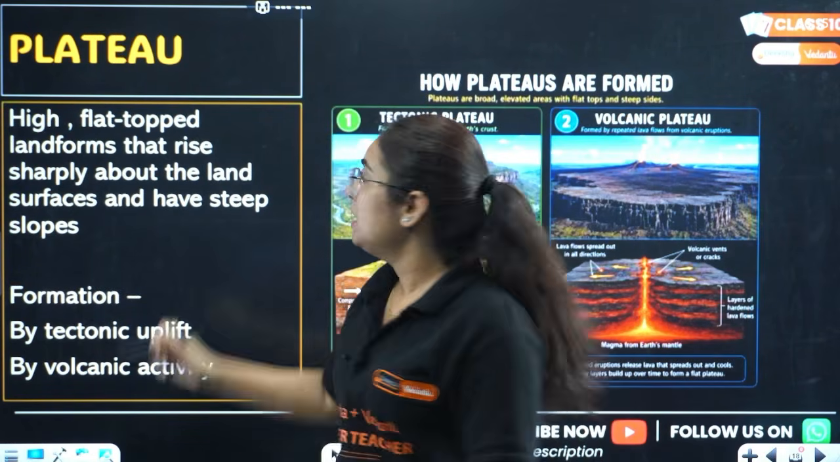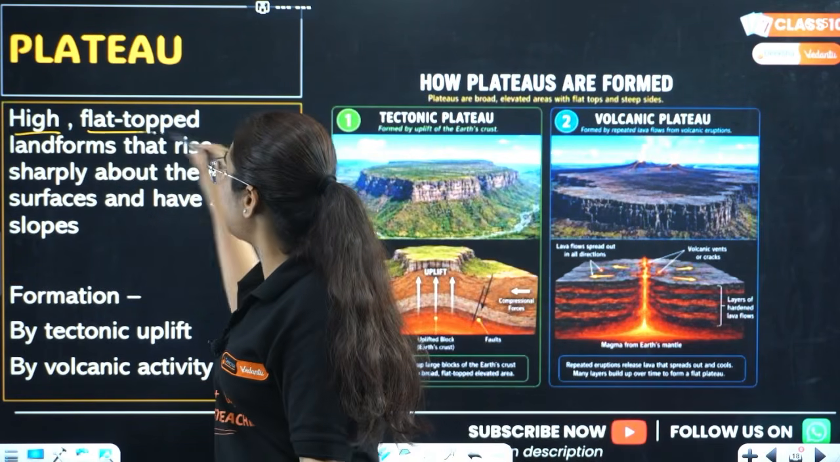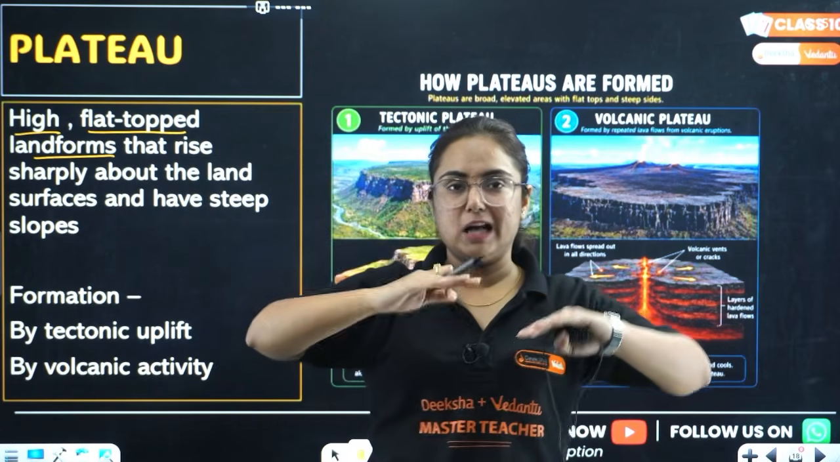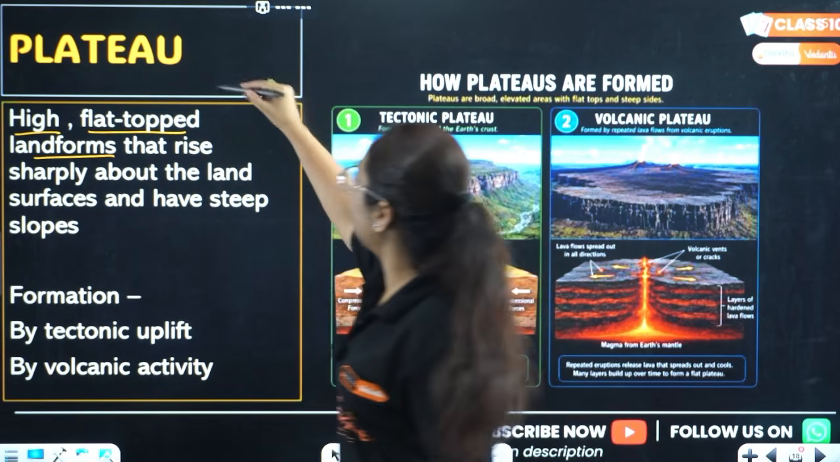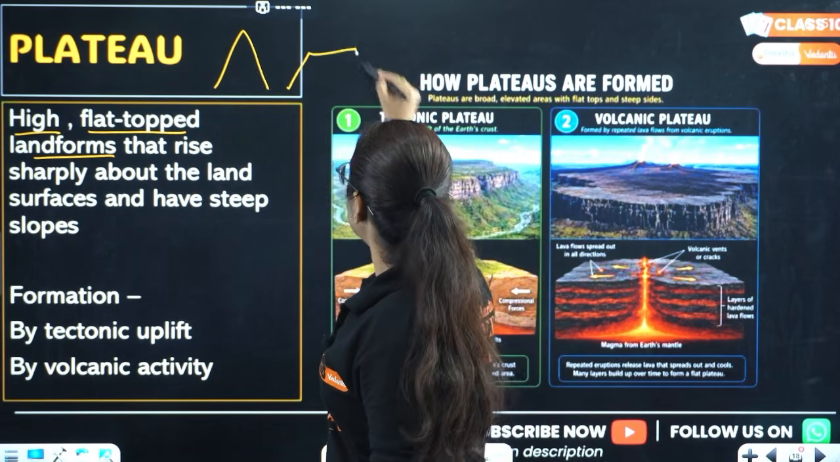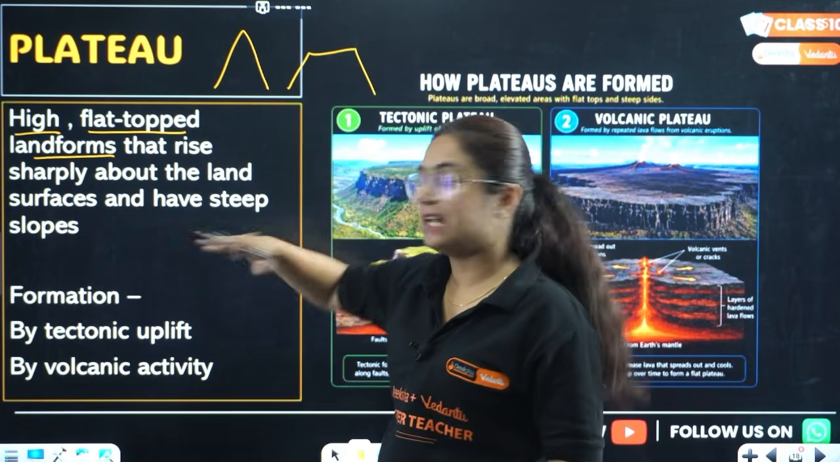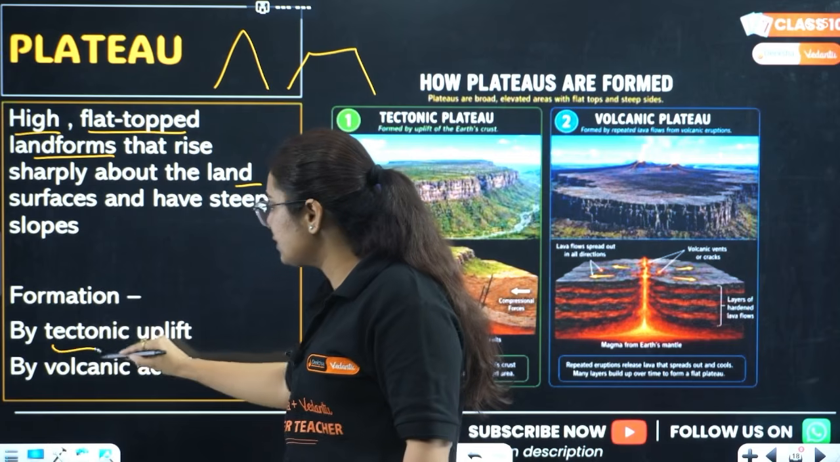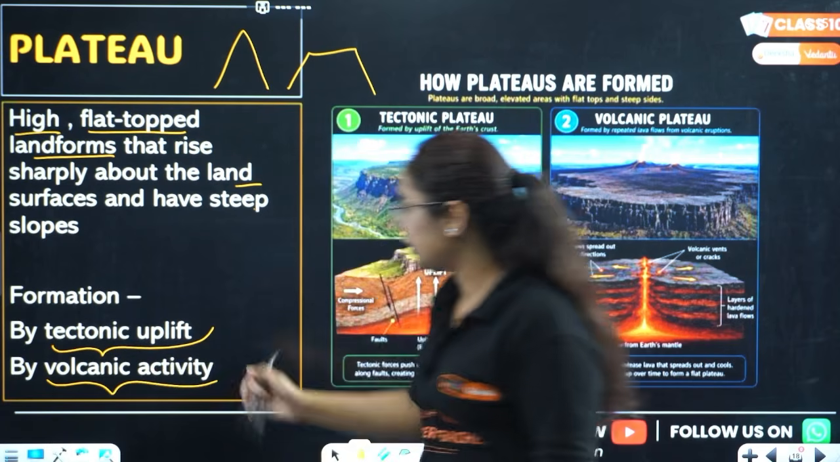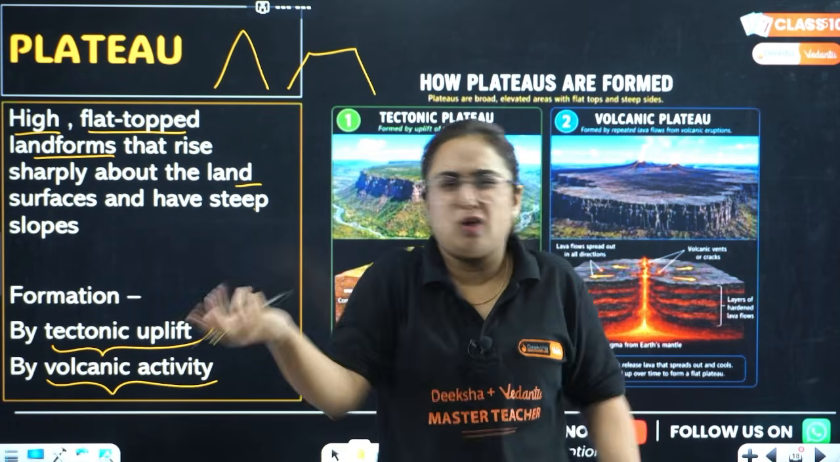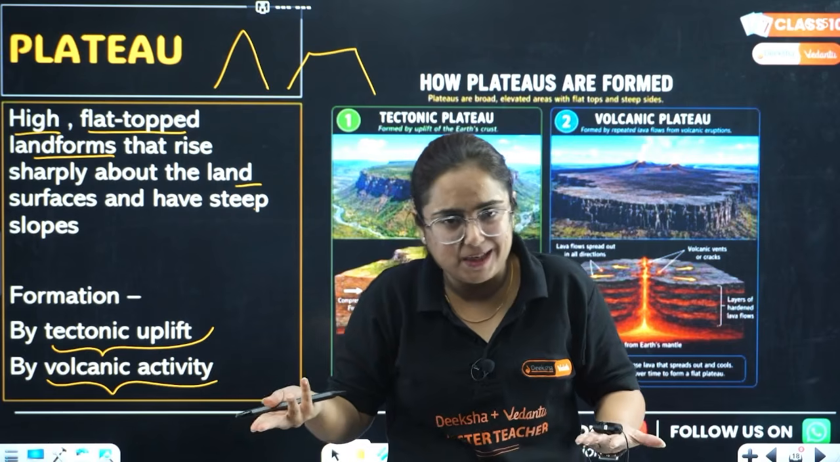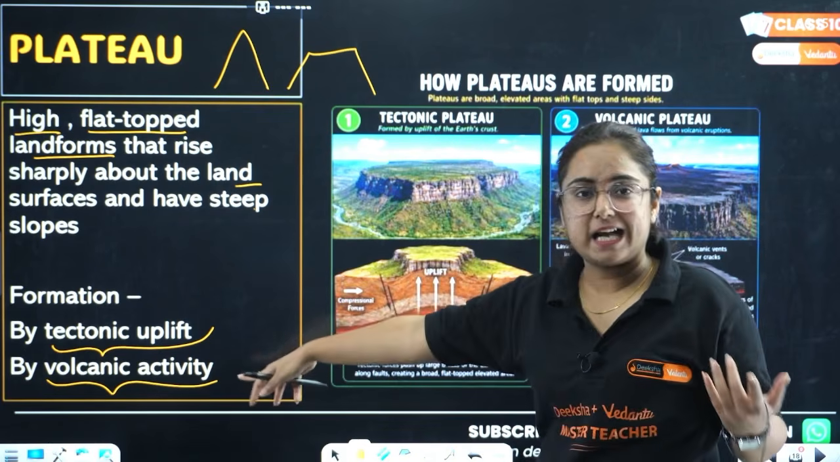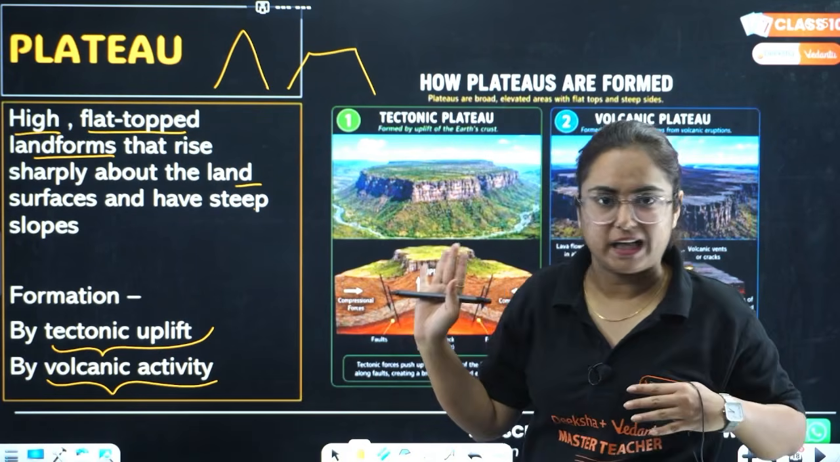What is a plateau? A plateau is a high flat-topped landform. See, there is a difference from mountains. Mountains have peaks. The plateaus do not have peaks. They are flat landscapes, and they have slopes. They are also formed in two ways: tectonic uplift, because of the movement of the plates, or because of volcanic activity. That's similar to the mountain ones.